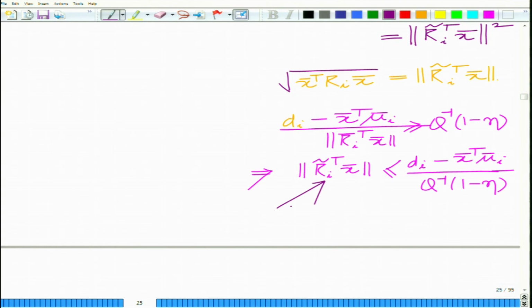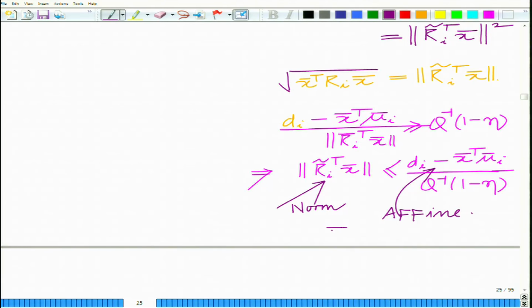Okay. And now, if you look at this, you will observe something interesting. You have here a norm, and here you have something that is affine. So you have the norm of a vector in x bar being less than or equal to an affine function of x bar. Remember, this represents a cone. So this is a conic constraint. So this will become a cone program.